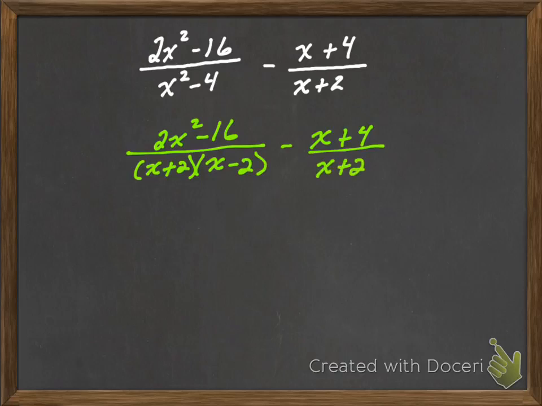Which means this denominator is missing an x minus 2. So that's what we need to multiply by. All right, so the problem over here does not change.